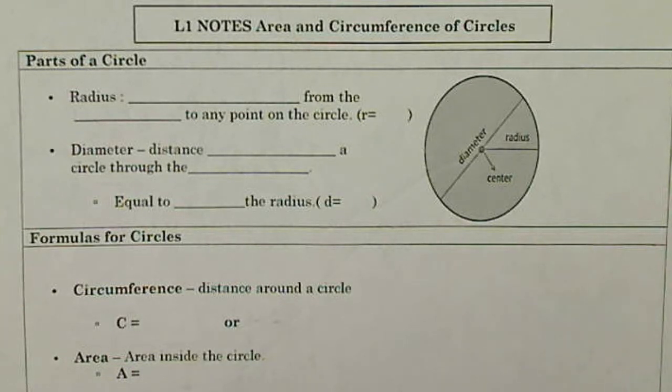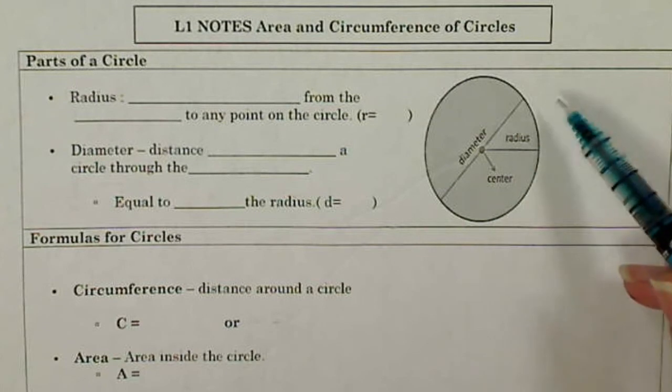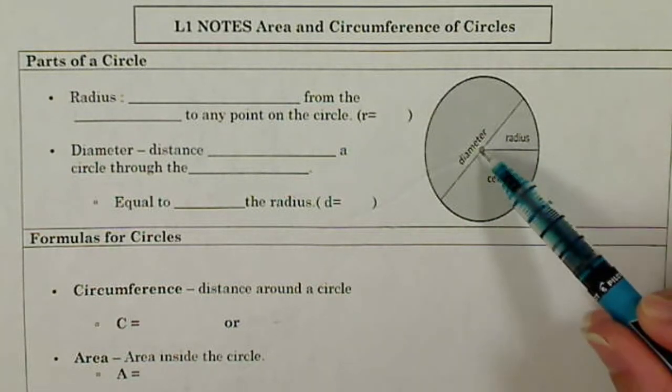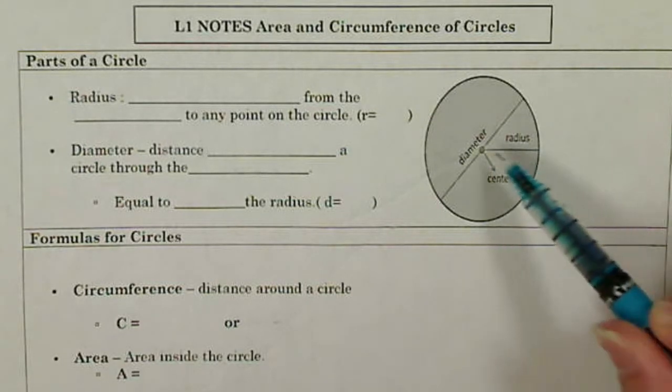Okay, so now we're going to look at circles. There are different parts of a circle you might be familiar with: the diameter that goes all the way through, and then obviously the center, and the radius that goes halfway from one side to the center.